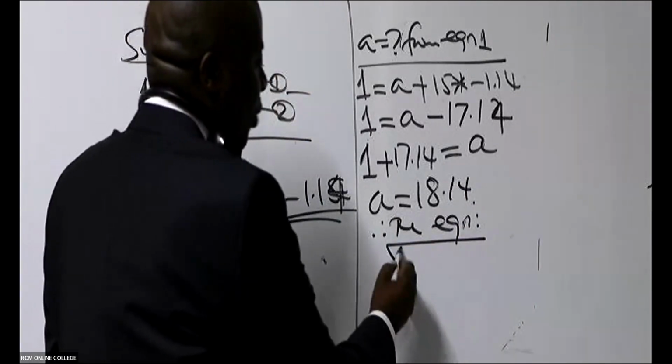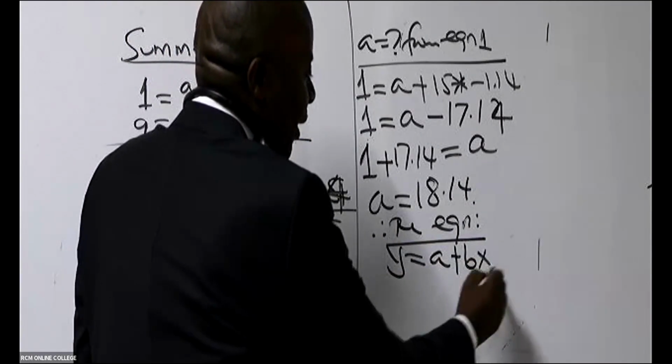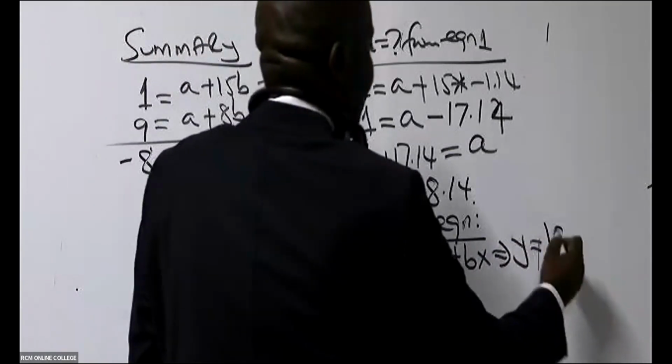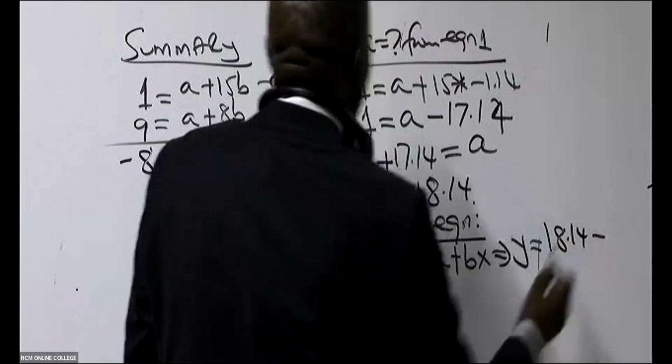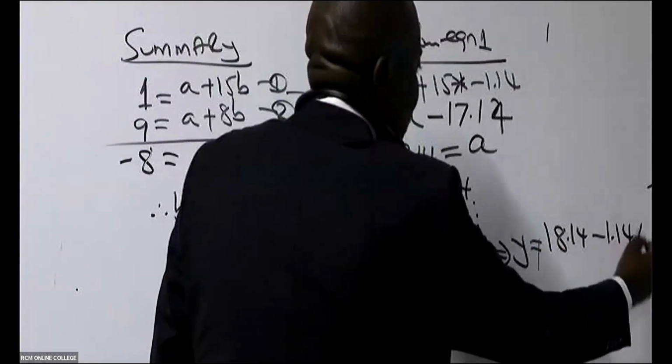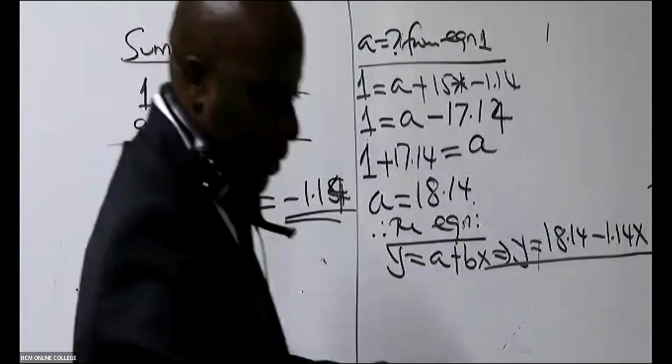So the equation here will be y equals A plus bx, right? So our y will be equal to A, which is 18.14, and the B is a negative, isn't it? So negative 1.14, what here? X, like that.